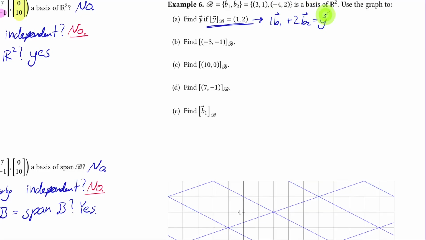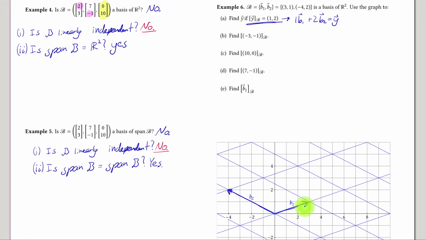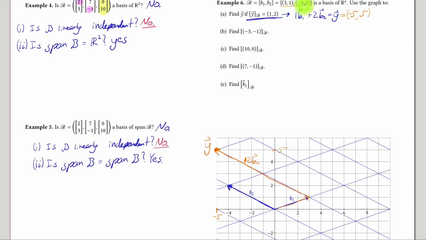And I know we could just do it with the numbers here, but it's good to get a visual understanding for what this looks like. So let's look at the graph. Here is 1b1 right here. 2b2 means we're going to take a vector that's twice as long as b2, which looks like that. So connect them tip to tail like that, and what you get is y. And that y is the point (-5, 5). And you can check that using the numbers if you want.